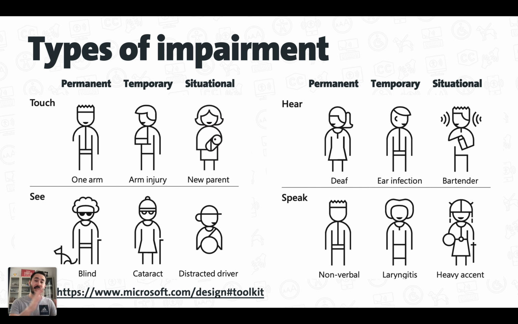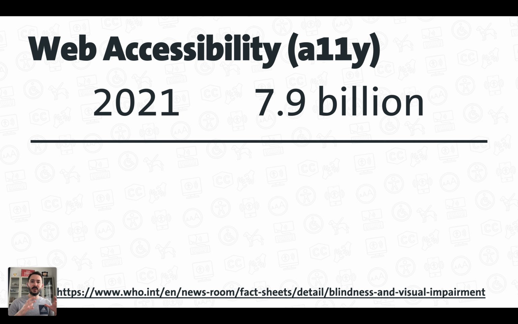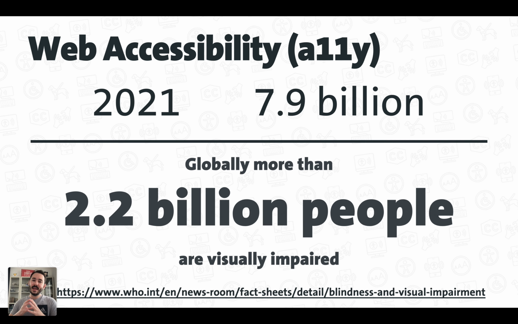So with this in mind, we can understand the nature of our users. Let me give you some quick numbers. In the world, a couple of years ago, there were 7.9 billion people. And globally, more than 2.2 billion people are visually impaired. And included in these people, of course, there are children and students, people who are in a learning phase, and we need to have this in mind.